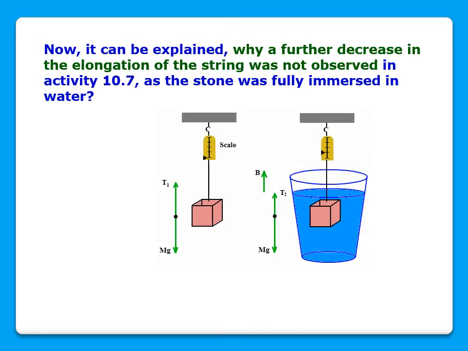Now it can be explained why a further decrease in the elongation of the string was not observed in activity 10.7 as the stone was fully immersed in water. Do you remember the activity? See, this was the activity. This is the picture of arrangement that we did in activity 10.7. Once the stone is fully immersed into the water, no further decrease in the reading was observed. Why? Because the water that is equal to the weight of the object is already displaced. That is why no further decrease in the reading was observed. Fine.